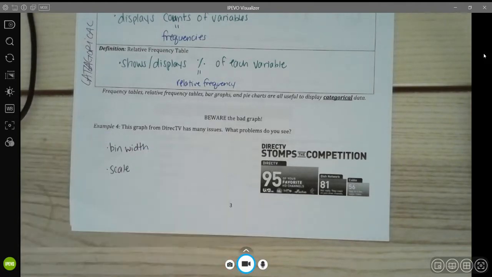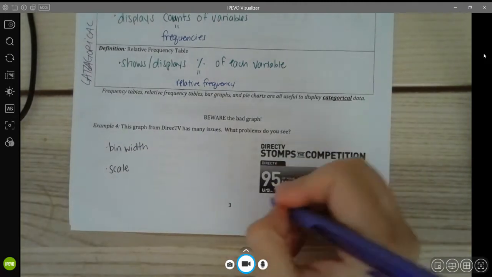Okay, there are 2 things that I've pointed out: the bin width and the scale. Bin width tells you how wide the graph is.